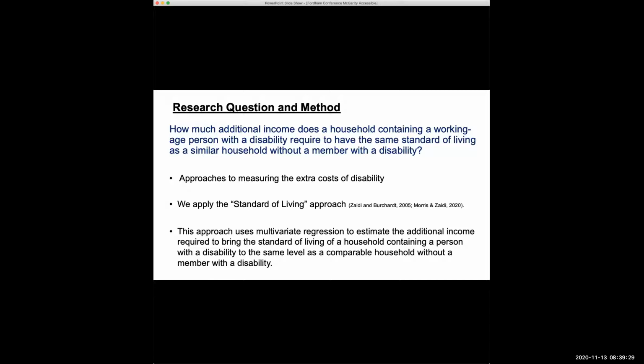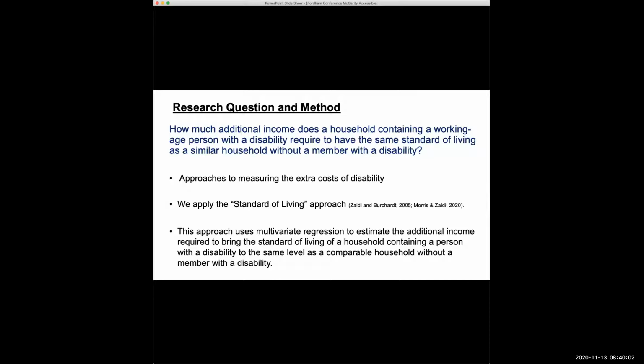The second approach builds off of that, and it's called the goods and services required method or approach, which essentially asks what do you need to expend in order to fully participate in society, right? These two approaches yield a detailed picture of extra costs, but they're expensive and they can be labor intensive. And so that's why we see oftentimes in the extra cost literature the third approach, which is the one that we base our paper around today, and that's called the standard of living approach.